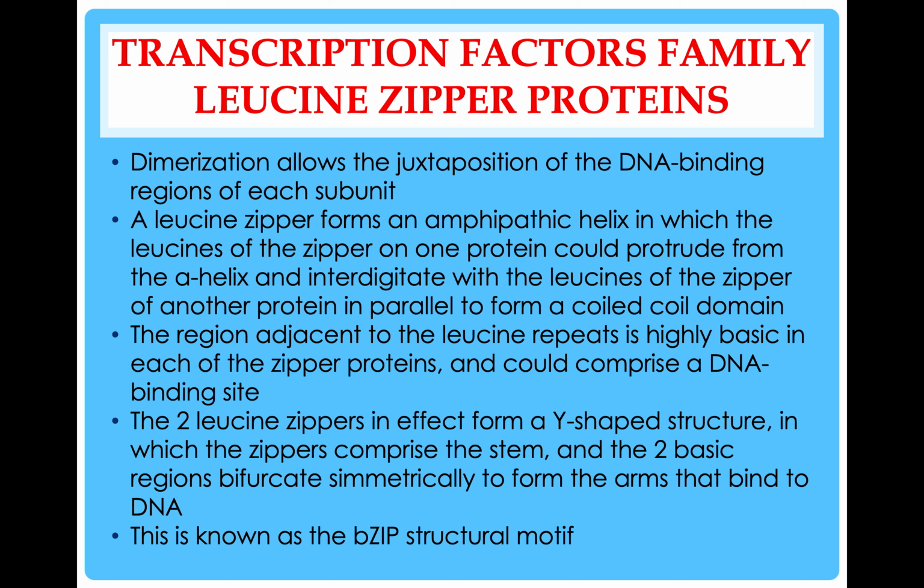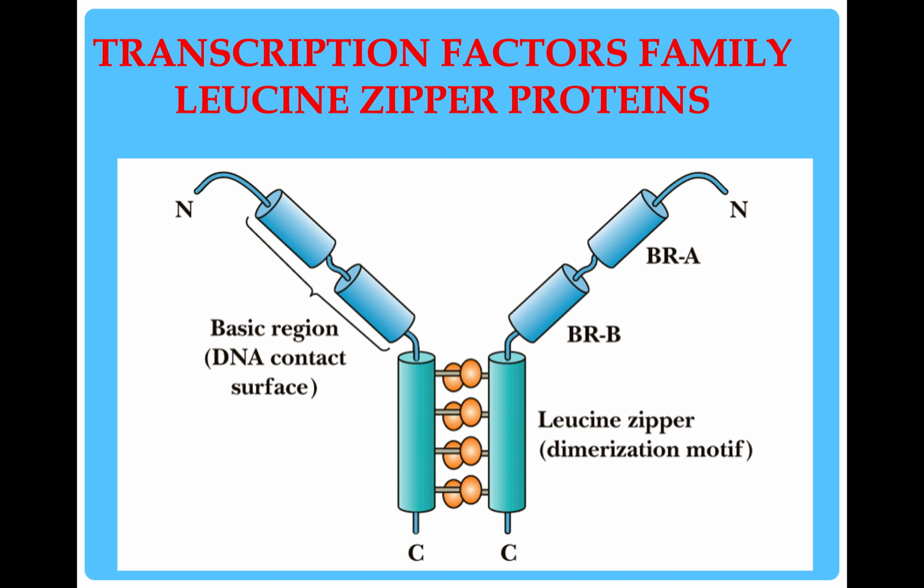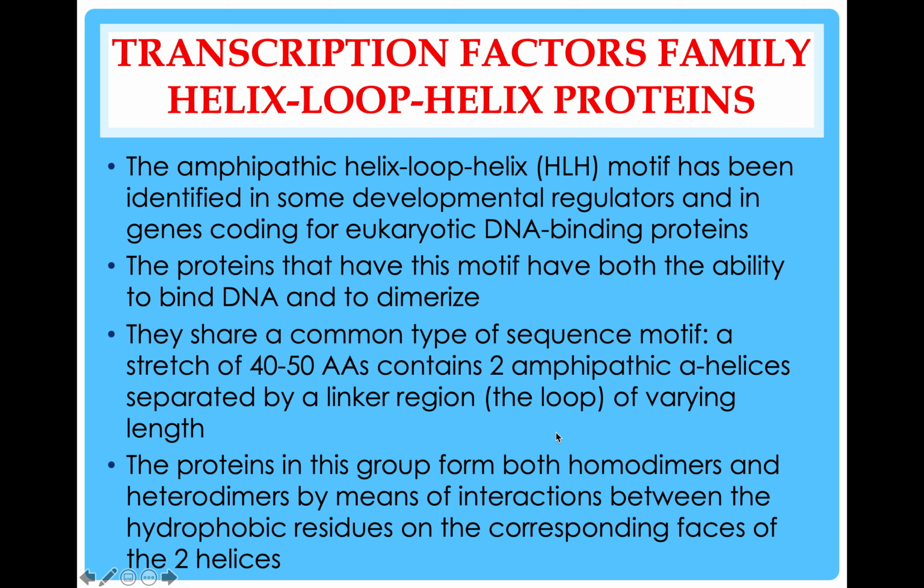So the two leucine zippers in effect form a Y-shaped structure in which the zippers comprise the stem and the two basic regions bifurcate symmetrically, okay, to form the arms that bind the DNA. And of course, this is known as the bZIP structural motif, as you can see over here, kind of like your antibody, but this is a zipper protein, so it forms such as this when dimerization occurs.